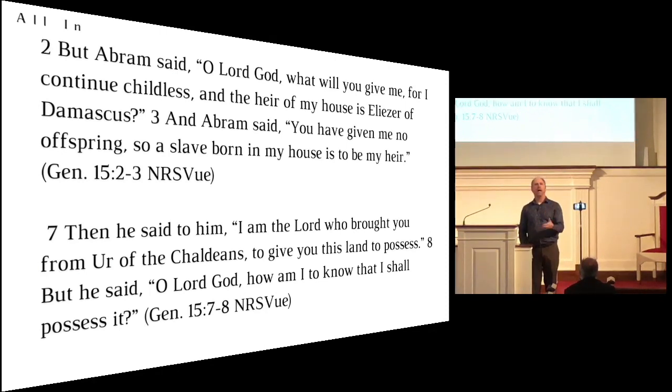question God. But Abram said, "O Lord God, what will you give me? For I continue childless, and the heir of my house is Eliezer of Damascus." And Abram said, "You've given me no offspring, so a slave born in my house is to be my heir." Then he said to him, "I am the Lord who brought you from Ur of the Chaldeans to give you this land to possess." But he said, "O Lord God, how am I to know that I shall possess it?"